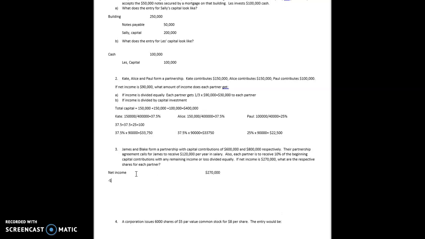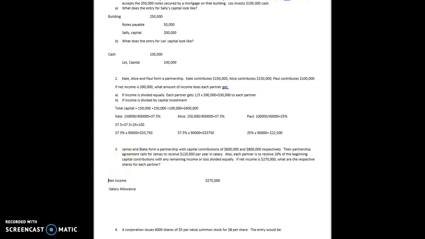We did have a salary allowance for James, and I'm going to actually add a column so we can separate out by partner. So we have James and we have Blake. All right. So James gets a salary allowance of $120,000. Blake gets a salary allowance of 0. So that's subtracting out $120,000 from that $270,000.